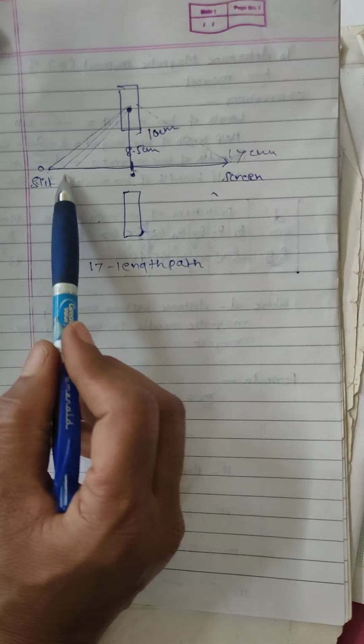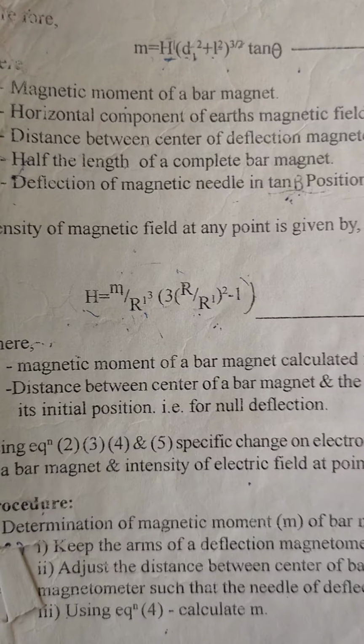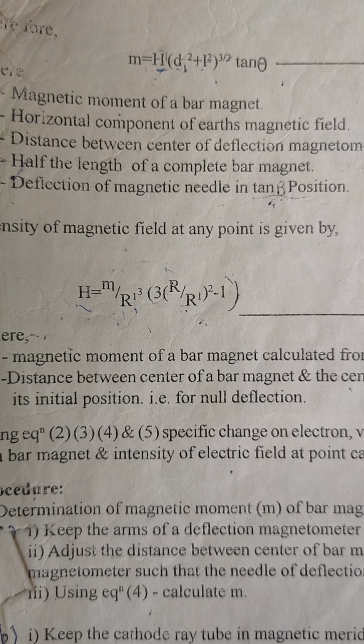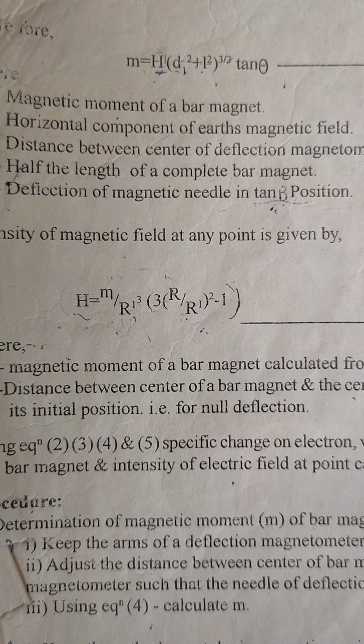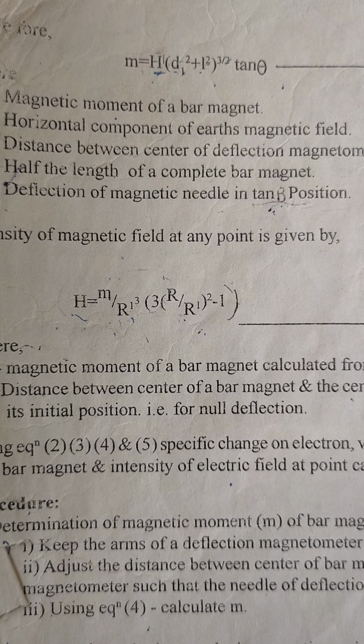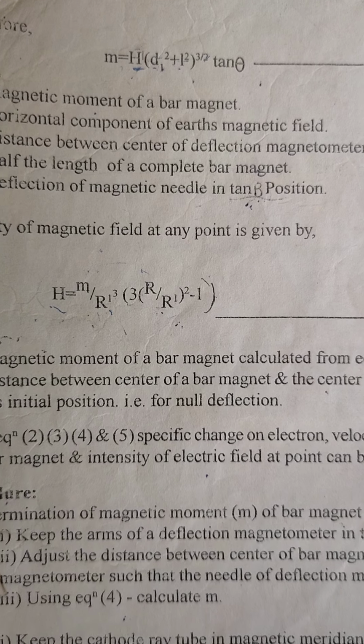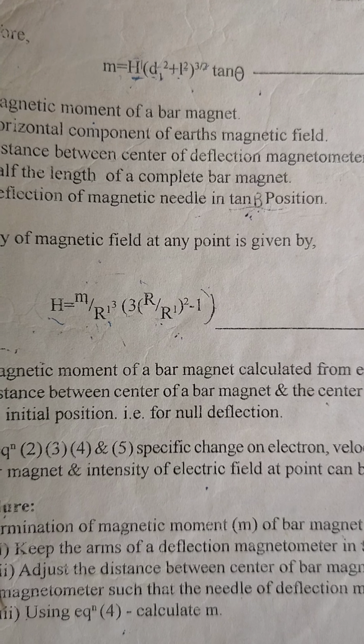But exactly what that is, we have to calculate, and for that this is the equation, this is the relation you have to use. H is equal to m by r dash cube, in bracket 3 r capital by r dash, bracket square, minus 1.